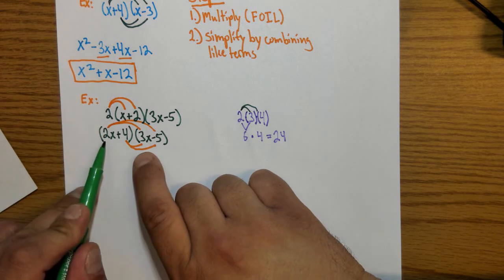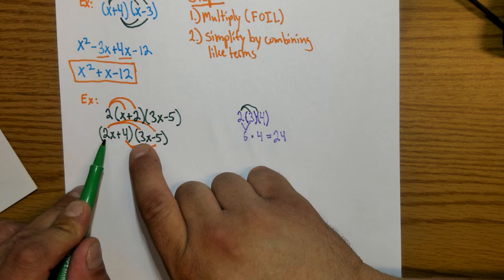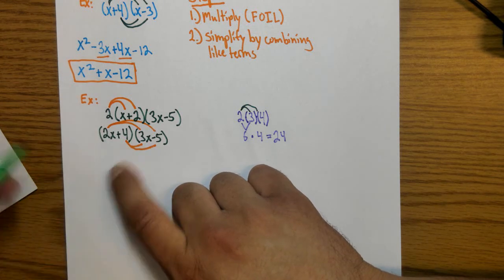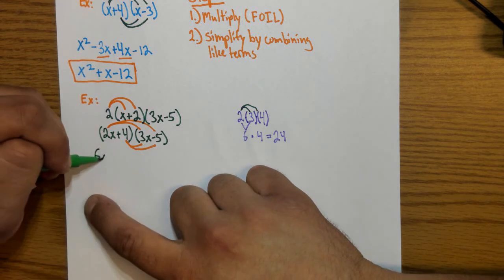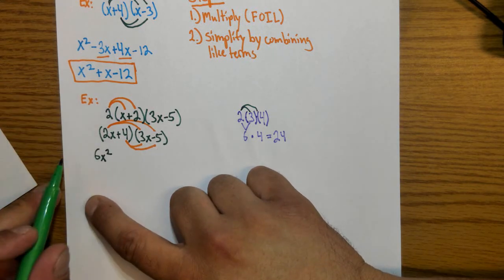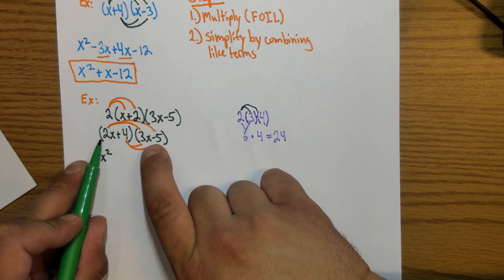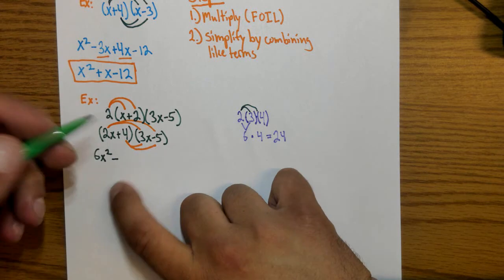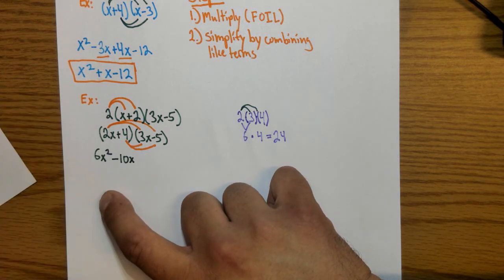Now, let's see. 2x times 3x. Well, they're both positive, so we're going to have a positive. 2 times 3 is 6. And then x times x is x squared, so we're going to have 6x squared. And then let's do the outer. 2x times negative 5, we have a positive and negative. It's going to give us a negative. 2 times 5 is 10. And then we have just an x.